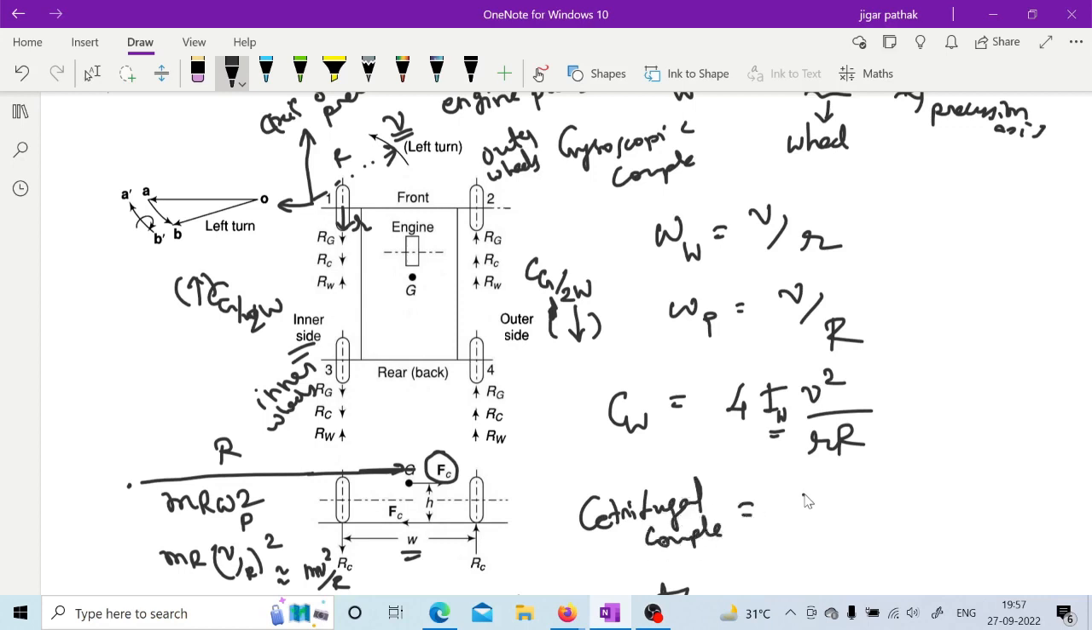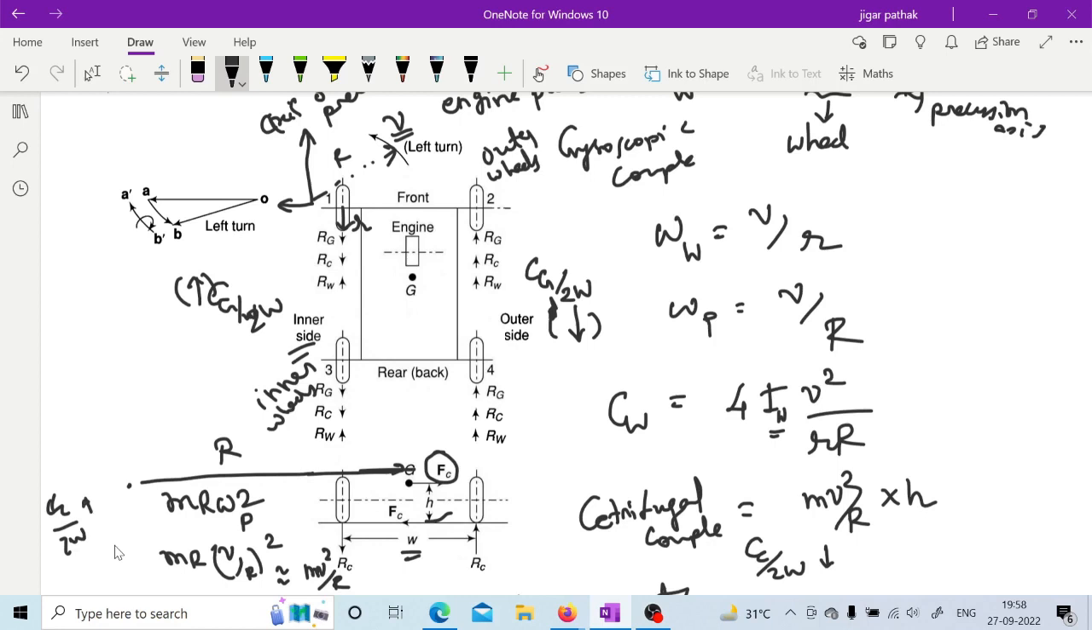and if you are going to consider the centrifugal couple, then it will be m v square by R into h. As you can see here, the distance is given. And because of this centrifugal couple also, you will have that same Cc by 2w reaction on your wheel. So again, on the outer wheel it will be downward, and on the inner wheel it will be this Cc by 2w. So this is how you have these two couples.